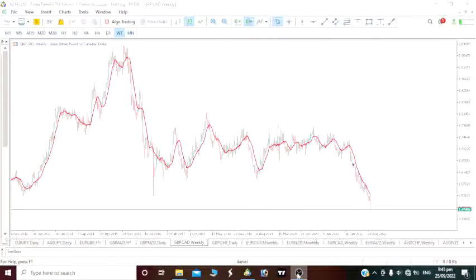So guys, we would be taking a look at this GBP CAD and GBP Swiss franc. So for this week, we would want to see where this price will be moving from.